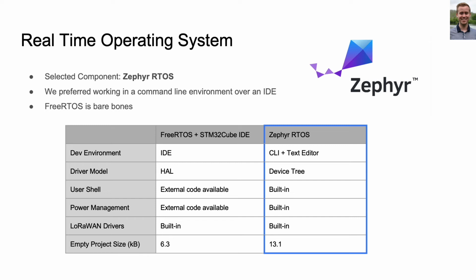Additionally, the device tree model for developing device drivers proved to be easier to work with after some learning than working directly with the STM-provided HAL. Zephyr also included LoRaWAN support for the LoRa E5, which was definitely a requirement for us. Finally, even though the average file size of compiled Zephyr binaries was larger, the LoRa E5 had enough flash memory that it didn't really matter. These contributed to our decision to go with Zephyr.